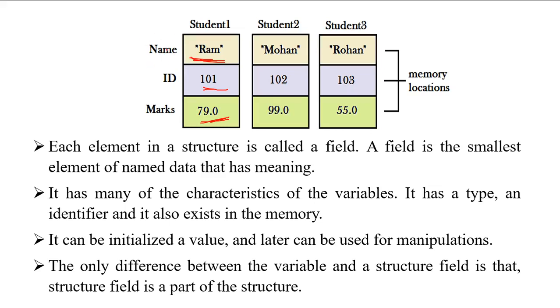Every element, whatever you are declaring inside the structure, will be called a field, isn't it? So here you can read that statement: each element in a structure is called a field. A field is the smallest element of named data that has a specific meaning. Inside this name, you can store the name of that student. Inside this ID, you can store the ID of that student. Inside this marks, you can store the marks of that student. So these names and these fields have some specific meaning inside your programming.